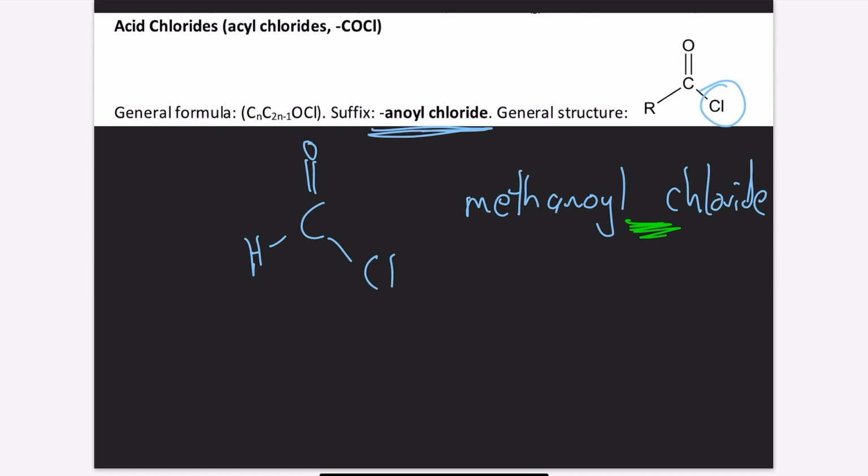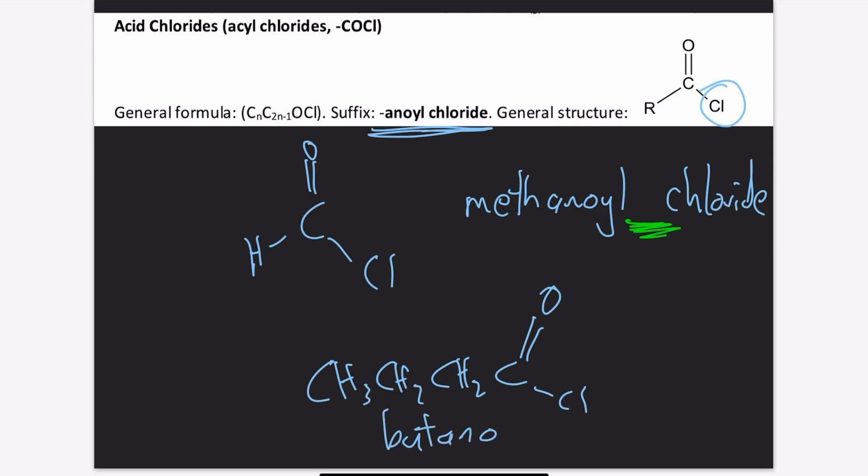Okay, and I'll do another. We could do 4 carbons, the end of the chain, Cl, and this would be butanoyl chloride.